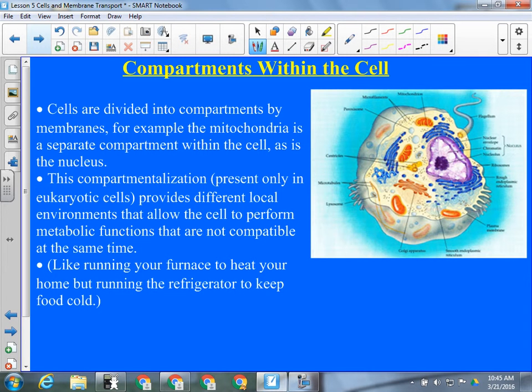Okay, compartments or compartmentalization. Okay, cells are divided into compartments, okay, by membranes. That is, every organelle within the cell has its own membrane. If it didn't, there wouldn't be separate sections. They wouldn't be divided off. Okay, so every part of your cell has its own membrane.